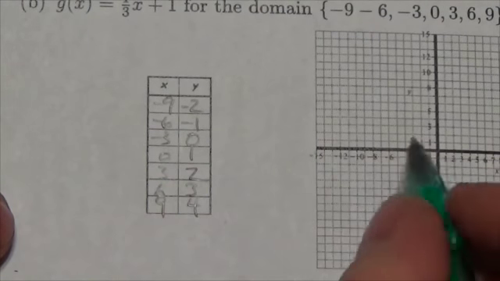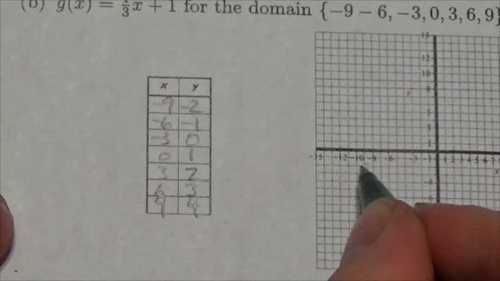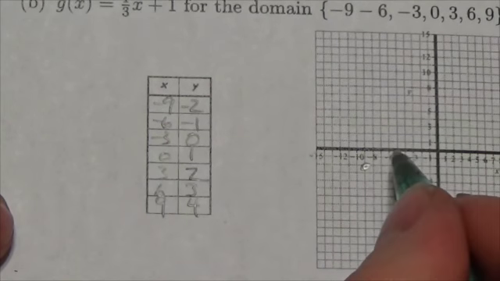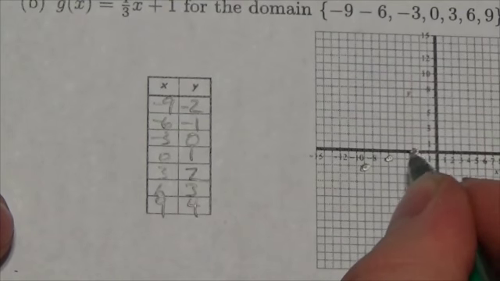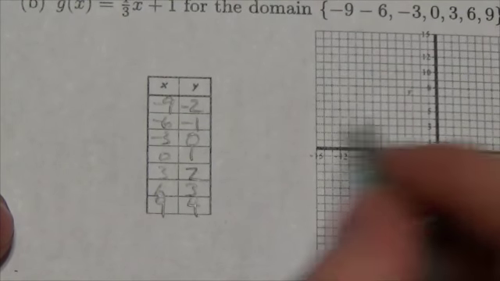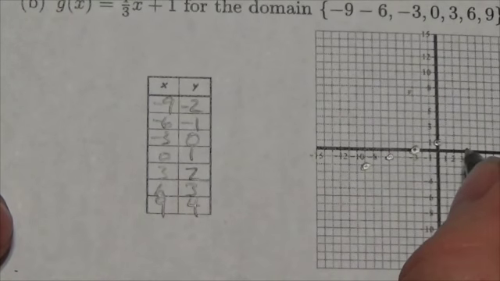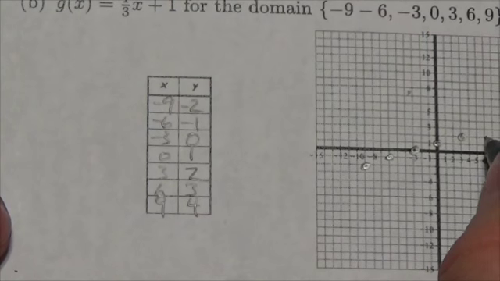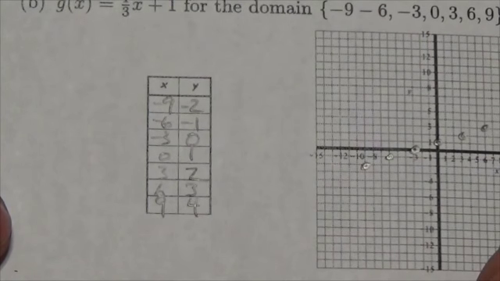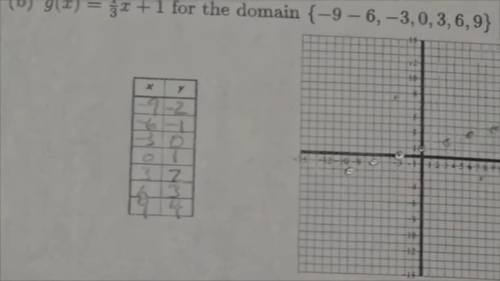So on my graph here, I'm going to come over to -9, and I get -2. -6, -1, -3, 0, 0, 1, 3, 2, 6, 3, and then 9, 4. And there you go.